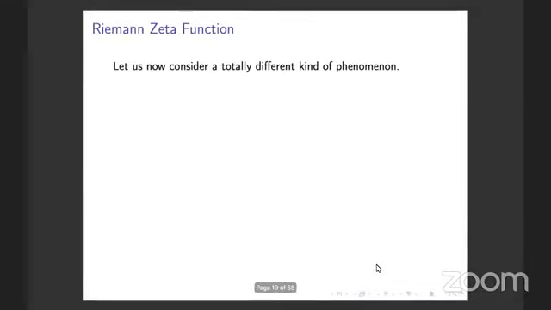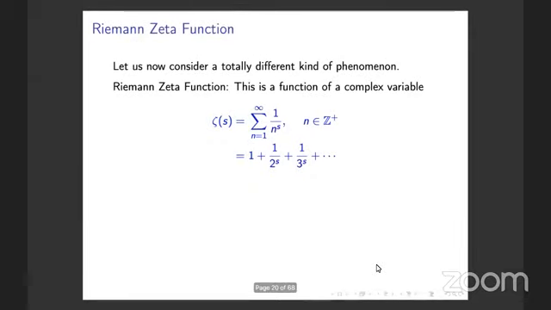Now I'm going to change tack slightly and introduce a completely different kind of function. This is in fact a totally different kind of phenomenon. I'm going to introduce the Riemann zeta function. The Riemann zeta function is a function of a complex variable. This s here is a complex variable, and this is zeta, the Riemann zeta. Riemann was a great German mathematician. He studied this function.